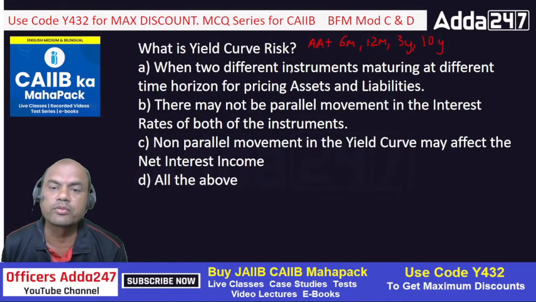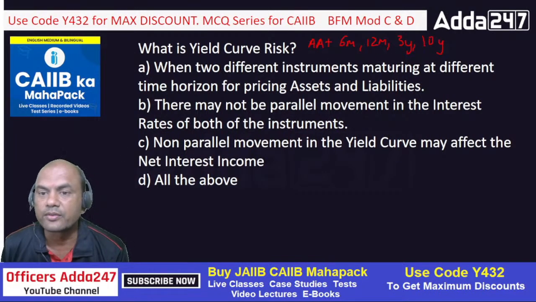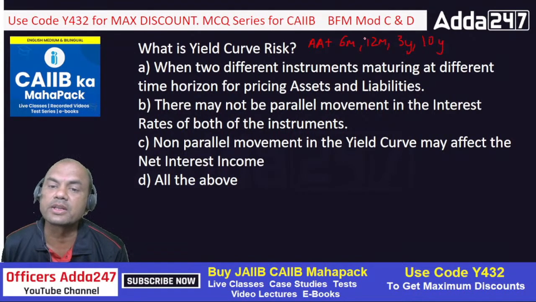Okay, when two different instruments maturing at a different time horizon for pricing assets and liabilities. So it is this answer? What did I tell you? Different maturities, different time horizons are compared. So yield curve risk will definitely be a part of this. Okay, so A can be the feature. B, okay, I'll mark it over here.